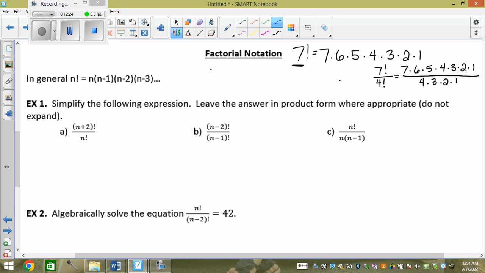So the 4s, 3s, 2s, and 1s cancel, and my answer is 7 times 6 times 5. What's that? And I get an answer, right? How could I represent this in a different way?